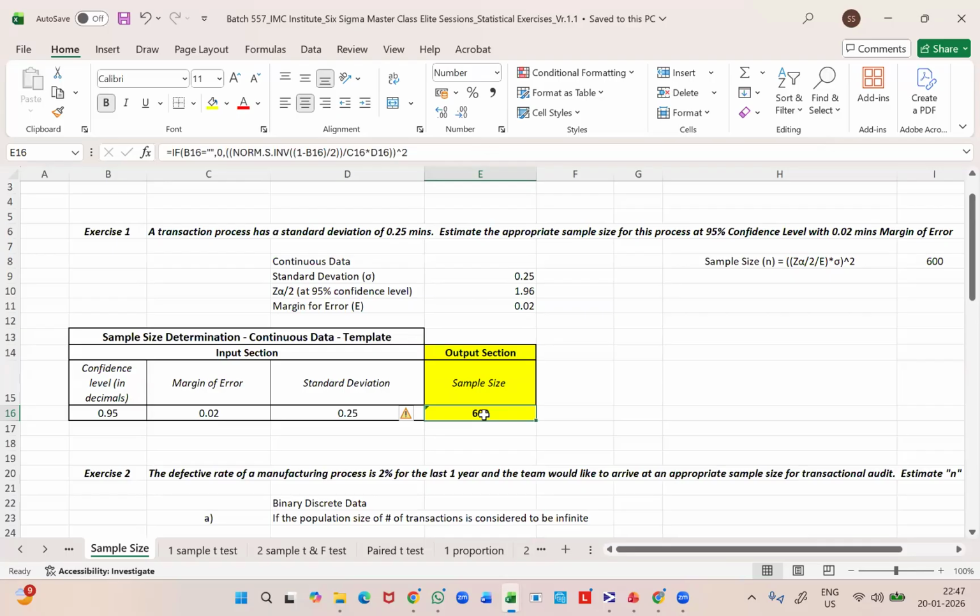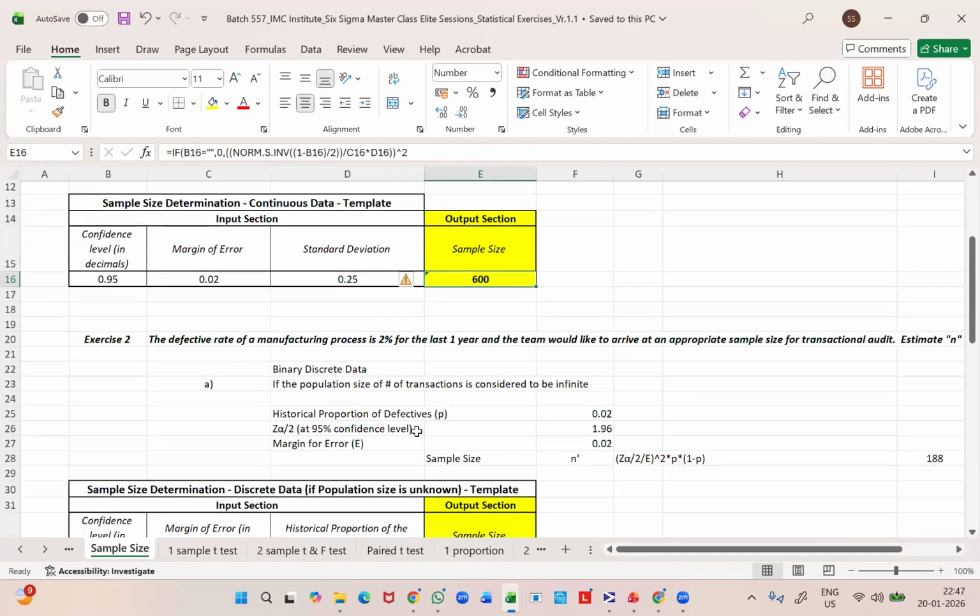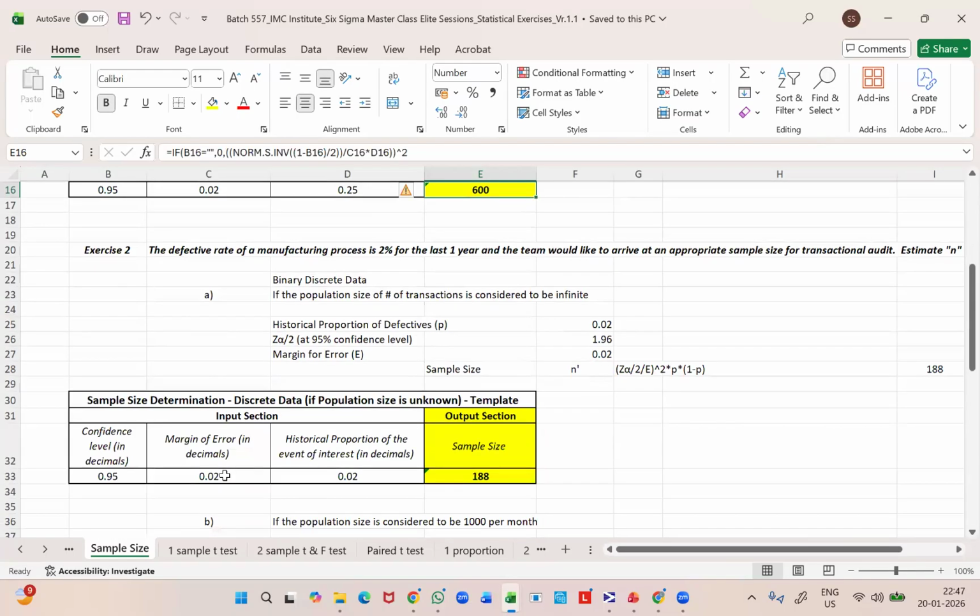We need to understand, again, if it is a discrete data scenario, or specifically a binary discrete scenario, then the historical performance would be provided in terms of the defective rate, right? In that case, you will be provided with the confidence level along with the margin of error. Both will be percentage values for the discrete scenario. And the historical proportion of defectives also would have been given in the problem as a percentage value. So all those percentage values need to be converted and expressed in terms of decimals in this template. And then you will get the sample size.